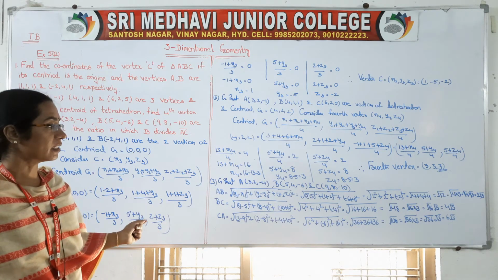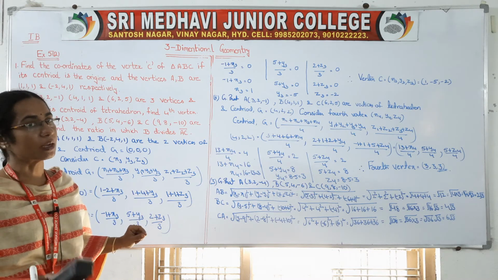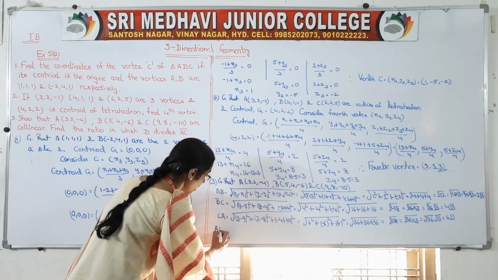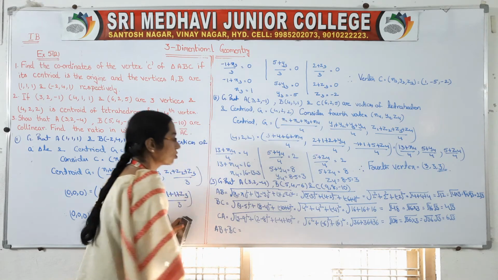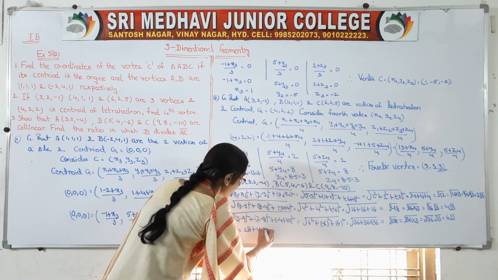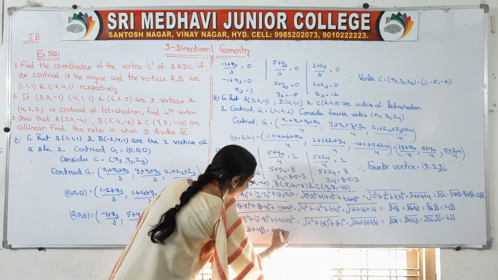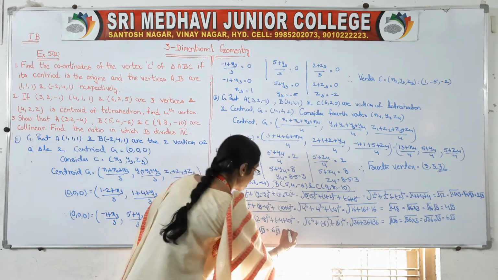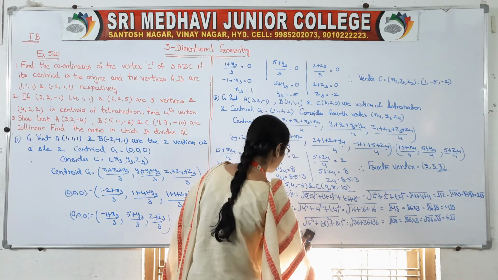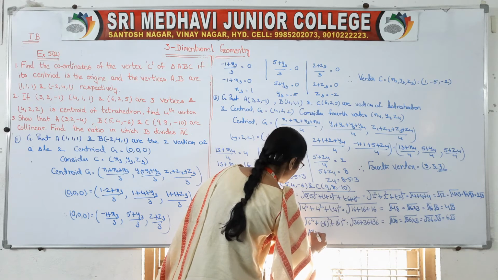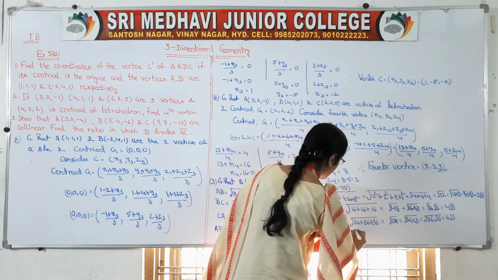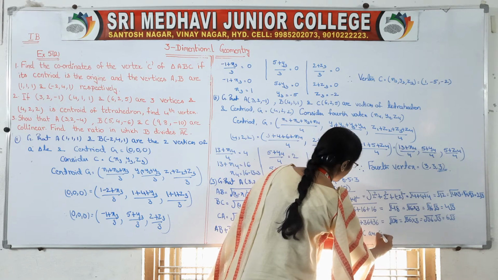What is the condition? I said to have the collinear points, the sum of the lengths of two lines must be equal to the length of the third line. So you take your AB plus BC, right? So what is your AB? It is 2 root 3 plus, what is your BC? It is 4 root 3. 2 root 3 plus 4 root 3, 6 root 3, which is nothing but your CA, right? So we got AB plus BC is equal to CA. Therefore, A, B and C are collinear.